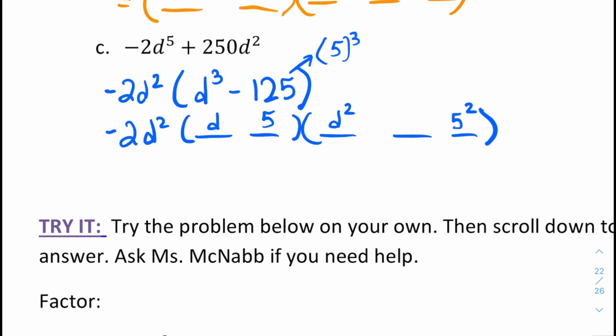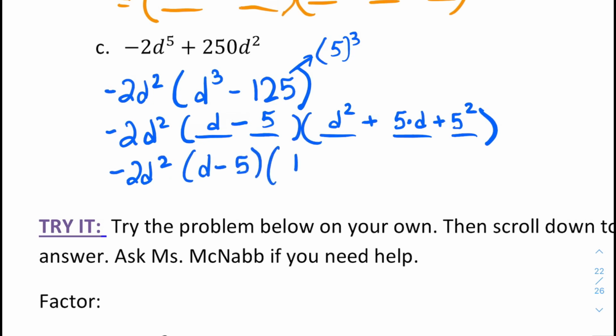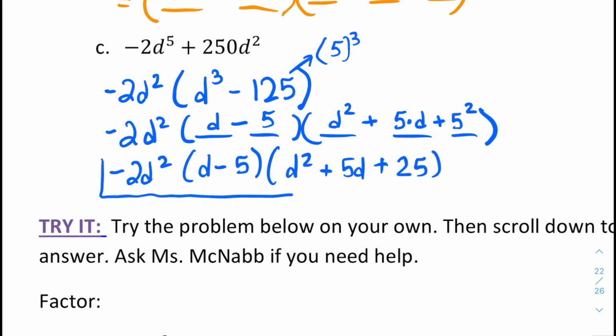And then you'll have d squared, 5 squared, with your middle term of 5 times d. Signs are same, minus as I had, opposite, a plus, and then always a plus. And then I'm just going to rewrite it with my 5 squared, which is 25, and that will be my factored version. You could multiply it all back together and check if you wanted to.